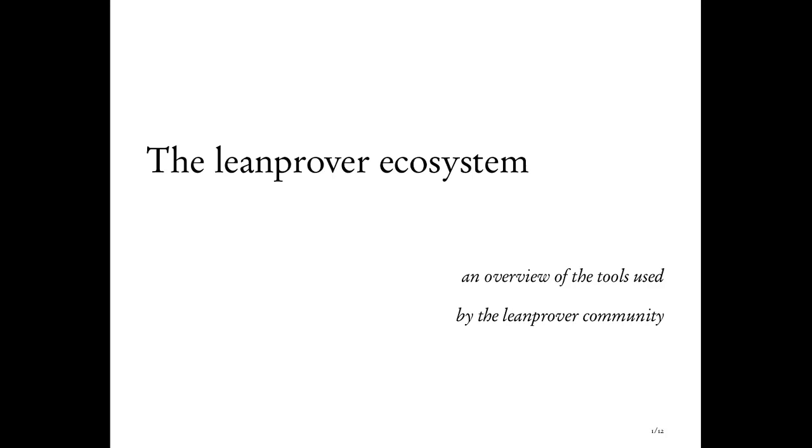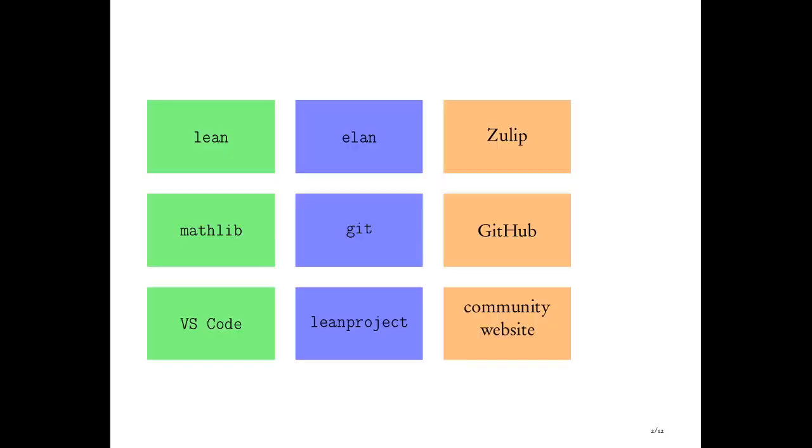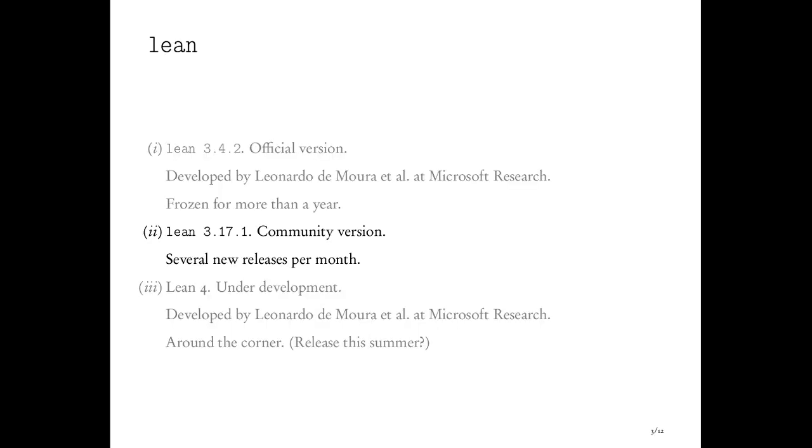In this video, I will give an overview of the ecosystem around the Lean theorem prover. We will be looking at three sorts of tools. In the green column on the left are the tools that form the core of working with Lean. The blue column in the middle lists supporting tools that make day-to-day life more comfortable. And finally, the orange column on the right mentions three websites that the community uses very often.